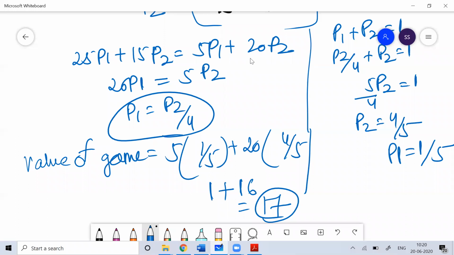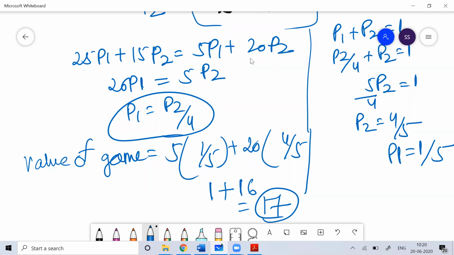Fine. So the value of the game you got is the same value you will get here. The same value you will get if you do it in terms of Q1, Q2. Clear? Anyone have any doubt? 80 by 85 by 5.